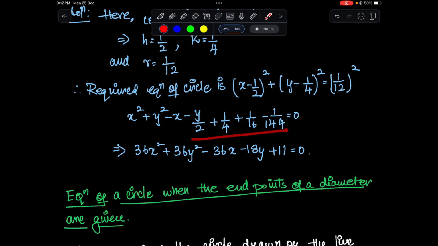So over here when you take the LCM you will get 144 and then you will get common terms and finally you will end up with this. So make sure to write x square, y square term first and then x term and y term, and the last is the constant term. So this is how we are supposed to present our answer, that is the equation of a circle.